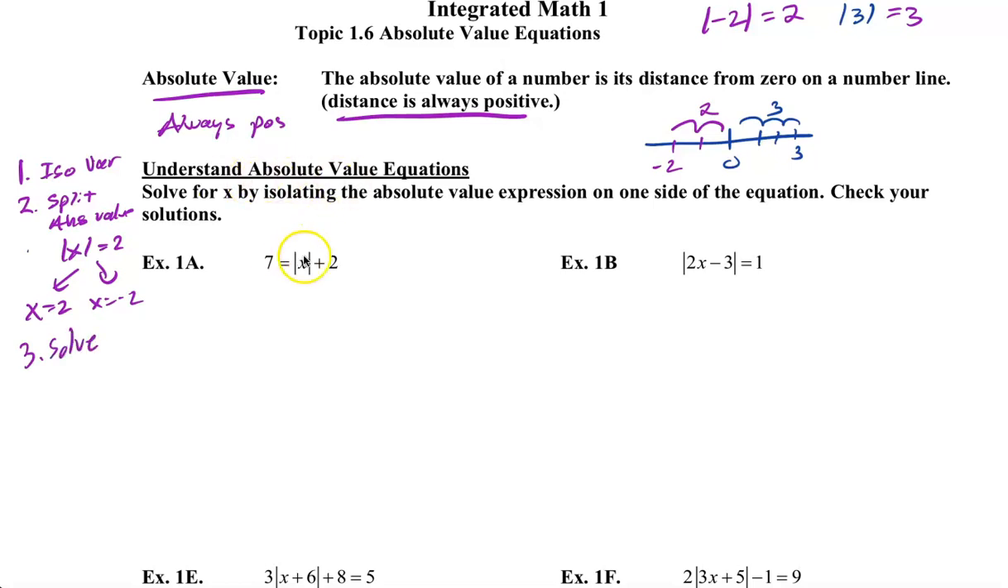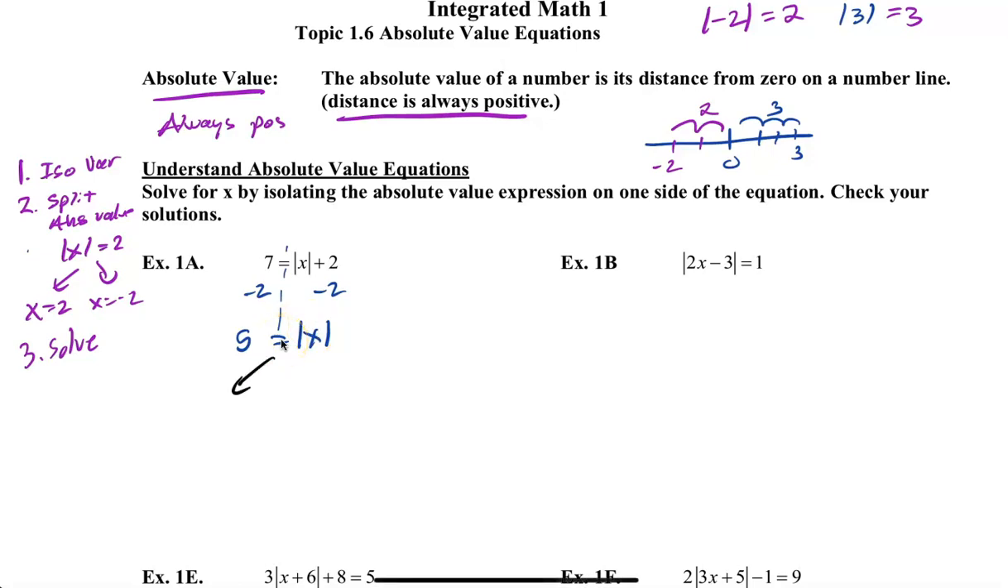So this first one here, right? 7 equals absolute value of x plus 2. Step 1, get the absolute value by itself. So let's subtract the 2 from both sides. We have 5 equals absolute value of x. So once you get to the absolute value part, then here's where we're going to split it.